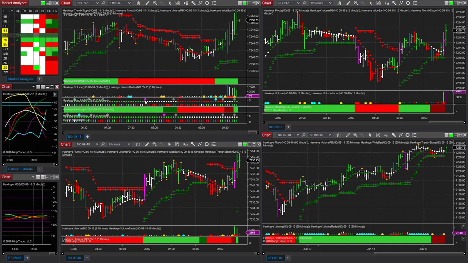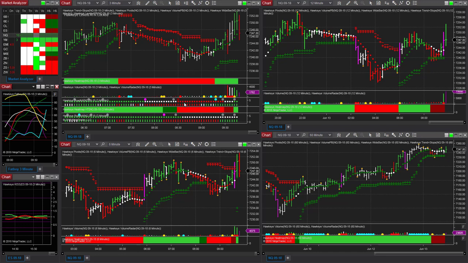Magenta tells you that there's a down volume roadkill occurring. A dark red tells you that there's a trend roadkill to the downside, and a dark green dot tells you there's a trend roadkill to the upside. So it shows you agreement of both trend and volume on your longer time frame with your shorter time frame.